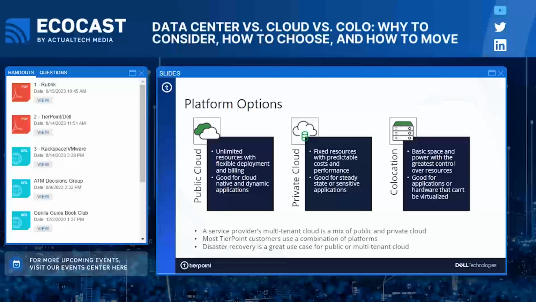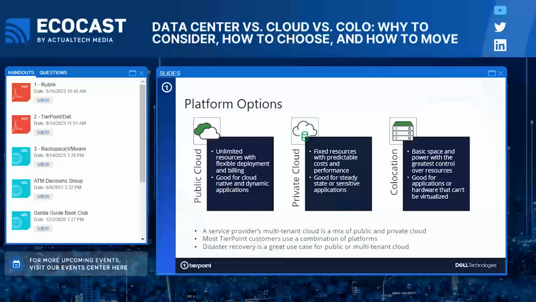So here at TierPoint, when we talk to our customers about the stops on the cloud journey, we generally talk about 3 different platforms. The first is co-location. This is just simple space and power, which affords our customers the greatest control over the resources. You can use Dell servers, HP servers, IBM servers, run whatever applications you want. And it's great for applications or hardware that can't be virtualized. This is really about just if you want to get out of the data center business, you don't want the time, expense, and manpower required to keep a building up and running just for servers. That's where we see a lot of folks looking for co-location.